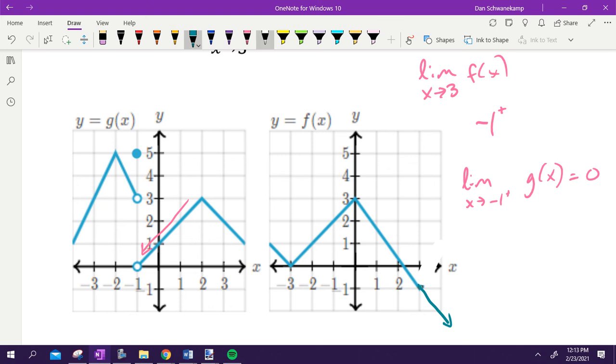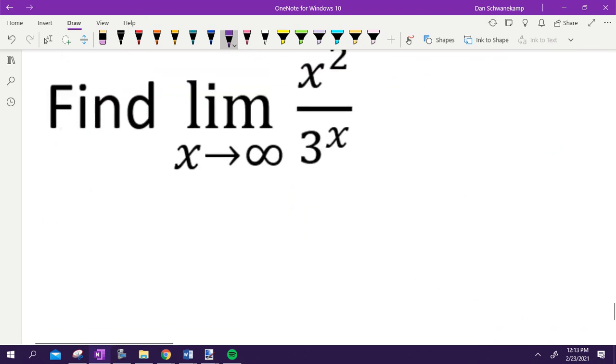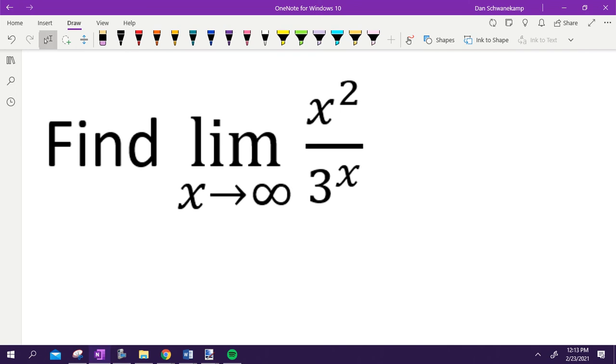Because if I found the limit as x approaches 3 of f of x, I am approaching negative 1. But how am I approaching it? From the left or from the right? Or from above or from below? Both. Since I'm approaching it from both sides, then I'm finding the limit as just x approaches negative 1. And if I'm finding the limit as x approaches negative 1, am I approaching the same number? No. That's why it would be D and E. All right, that one's a little bit different, but that's okay. Do the last one.